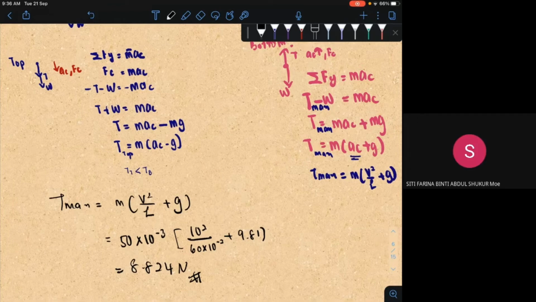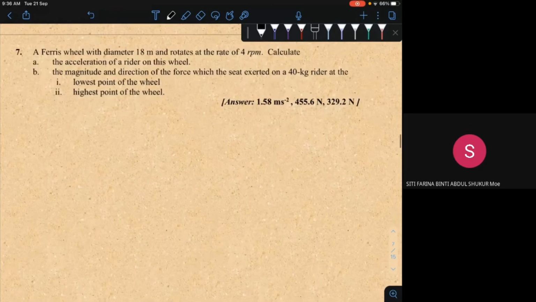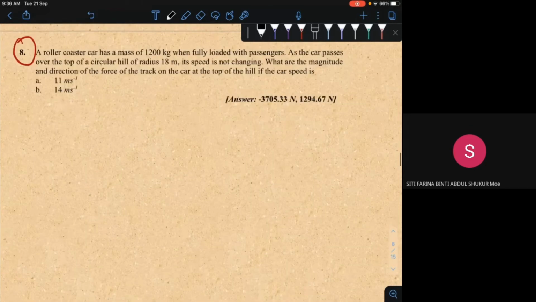Okay, so saya proceed lagi. 7 tak ada masalah, 8. So for question 8, what you have here is a roller coaster car that has a mass of 1200 kg with a passengers as the car passes over the top of a circular hill of radius 18 meter. Its speed is not changing. What are the magnitude and direction of the force of the track on the car at the top of the hill if the car is 11 meter per second and 14 meter per second?